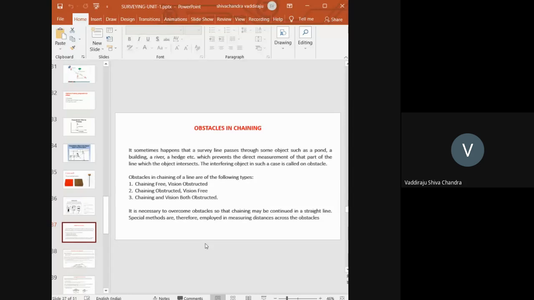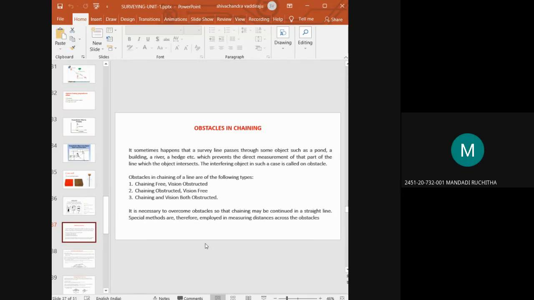The second case is chaining is obstructed but vision is free. The example for the first one, chaining is free but vision is obstructed, is an elevated area between two points. One side it is depressed, in the middle it is elevated, and on the other side it is again depressed. You can drag the chain along the elevated area, but you will not be able to see what is there on the adjacent opposite side. The second option is chaining is obstructed, vision is free. The best example is a pond. If you want to measure the length of the pond, you need to measure from one end of the pond to the other end. Can you use a chain there? Can you drag your chain in a water body?